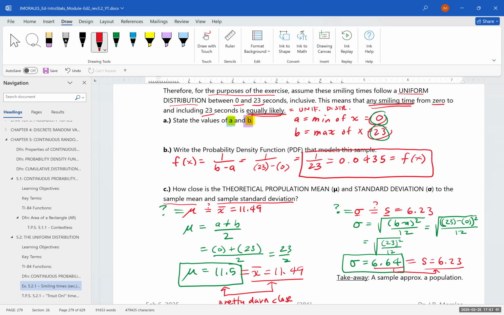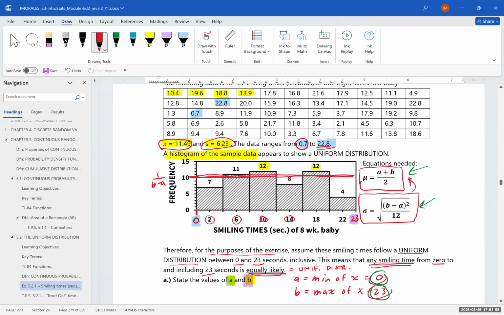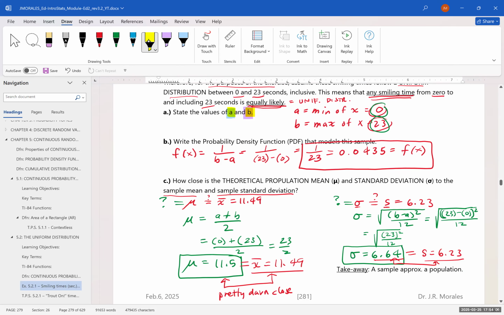Well, these two values are pretty close. So what this demonstrates is that, from sample data like this, you can create a uniform distribution. And from that uniform distribution, you can calculate theoretical population means and theoretical population standard deviations. And that will be a pretty good approximation of that. And that's going to be based off of the sample data that you collected.